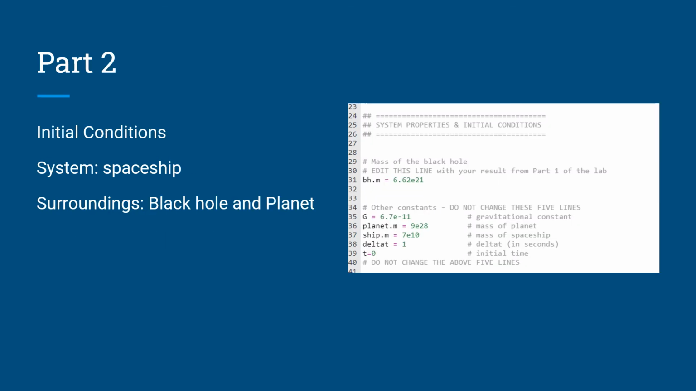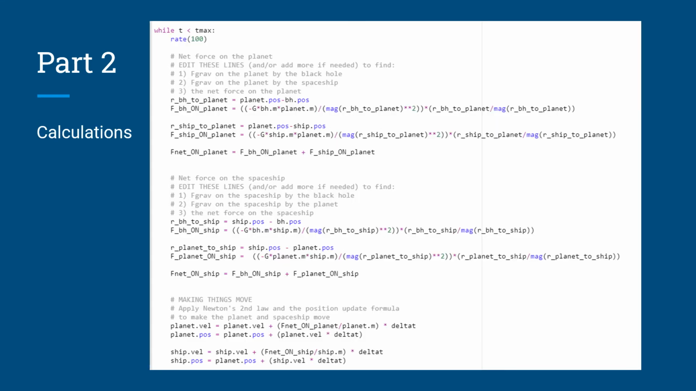For the second part of this lab, our system is the spaceship and our surroundings are the black hole and the planet, and we consider the different masses, the one of the planet and the one of the ship, and the gravitational constant to be part of our initial conditions for the code. For this part, we used the equation of force due to gravity a lot, as well as a position update formula and velocity update formula.